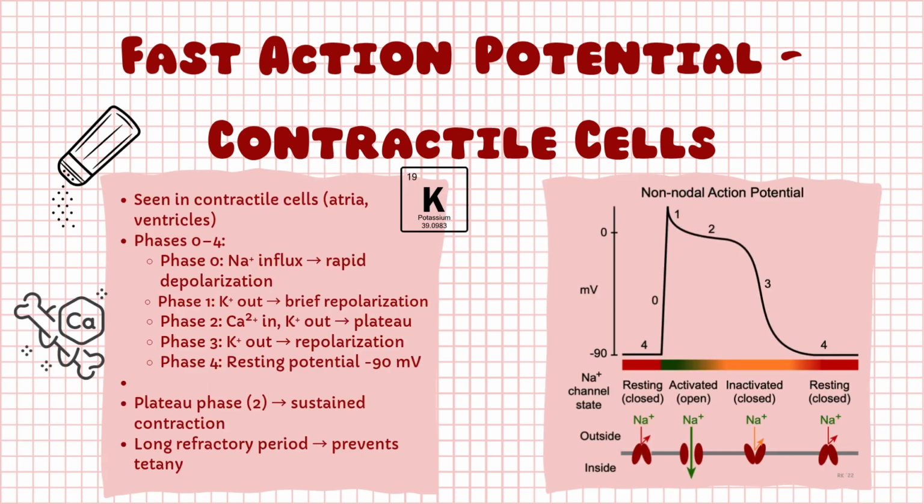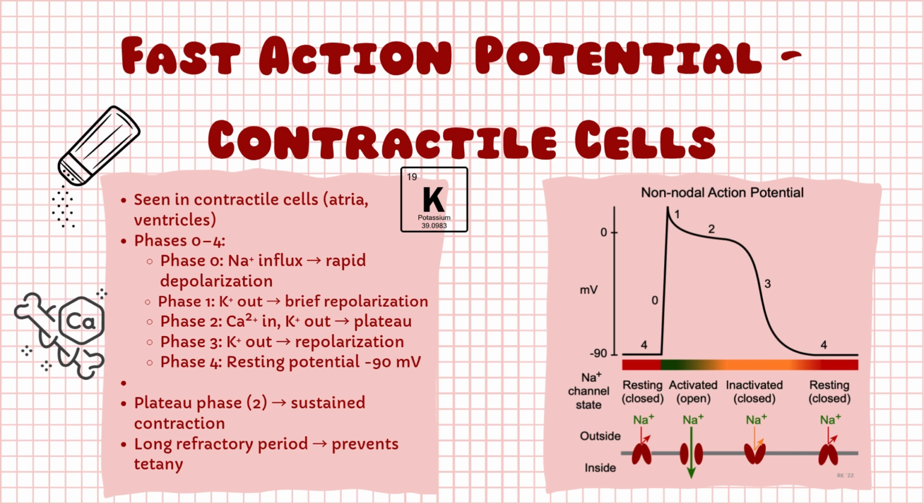Let's talk about the fast action potential, the electrical activity seen in the contractile cells of the heart. These are the cells in the atria and ventricles that actually generate force to pump blood. Their action potential has 5 phases, labeled 0 through 4. Phase 0 is rapid depolarization. Sodium channels open, and sodium floods into the cell, making the membrane potential more positive.